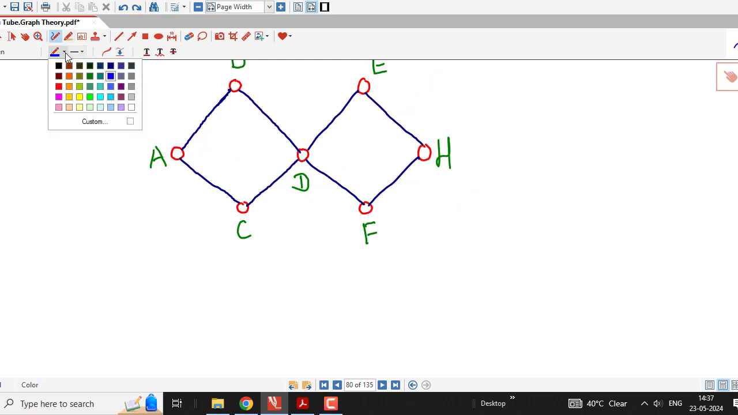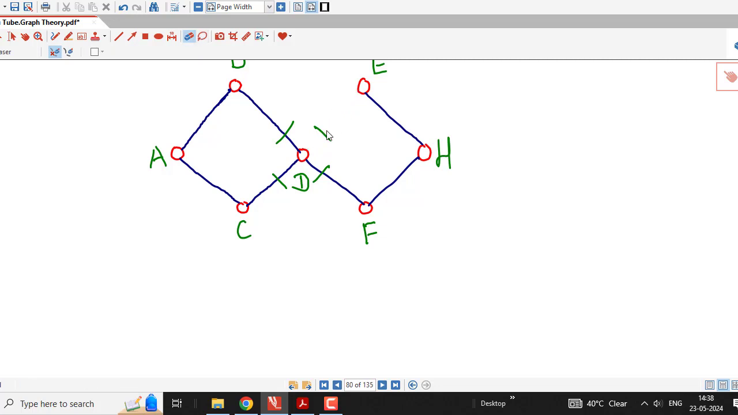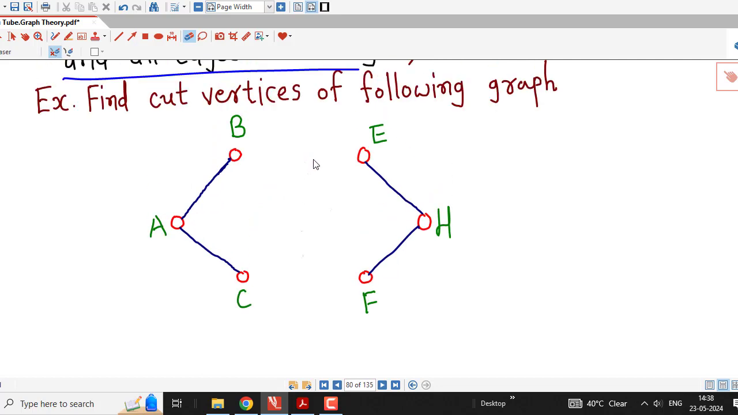So vertex D has 4 edges incident with it. So I have to remove these 4 edges and vertex D. So I am removing this edge, this edge, this edge and this edge and vertex D itself. After removing vertex D and all edges meeting at D, we obtain a disconnected subgraph. Therefore vertex D is a cut vertex.